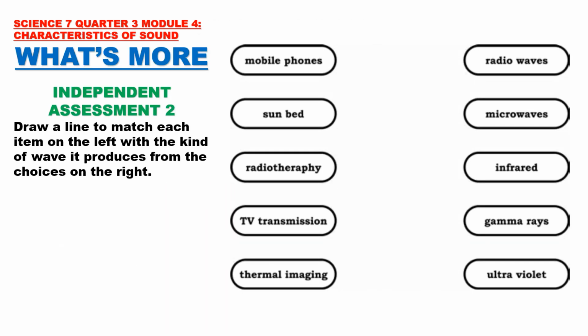Next. Independent assessment 2. Draw a line to match each item on the left with the kind of wave it produces from the choices on the right. So, example, mobile phones, sunbed, radiotherapy, TV transmission, thermal imaging. So, what kind of waves do these technologies produce? So, you are going to choose dito sa ating second column, radio waves, microwaves, infrared, gamma rays, and ultraviolet.